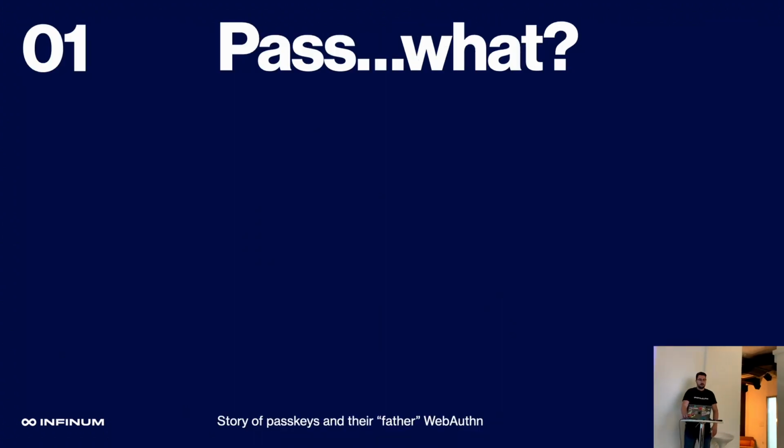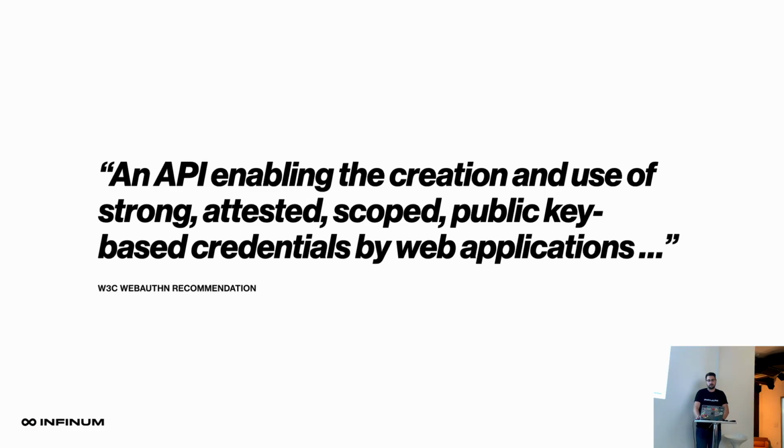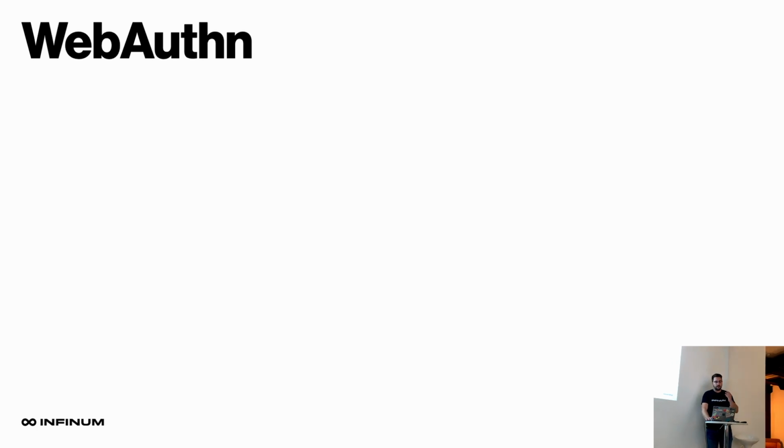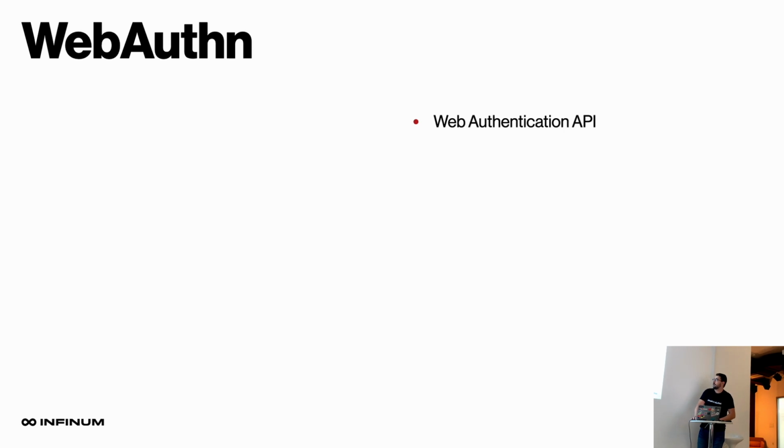Cool. So a quick story about passkeys and something called WebAuthn, because without WebAuthn we can't talk about passkeys. The textbook definition of WebAuthn mentions something called strong, attested, scoped, public key credentials, but that really doesn't tell us a lot. So going step by step, WebAuthn is just an abbreviation for Web Authentication API.